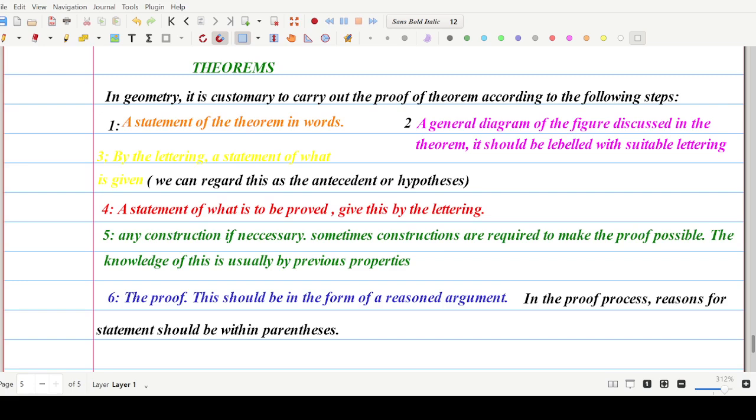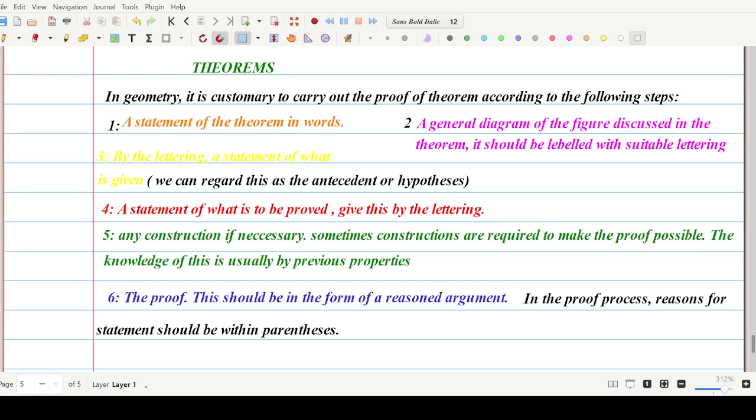Now, number 4 step of the tradition is this: a statement of what is to be proved. Now, you must give a statement of what is to be proved. For example, in the theorem, the sum of the interior angles in a triangle is 180. What are we to prove? We are to prove that the sum of interior angles is 180. That is what we are to prove. So you should provide a statement for that. Don't worry. When we'll be looking at a particular example, all these steps will be displayed in the example. All right. So just familiarize yourself with them.